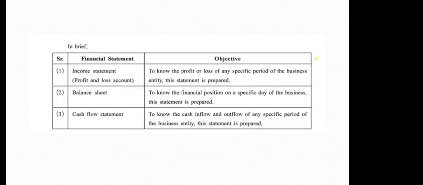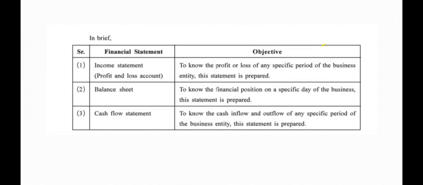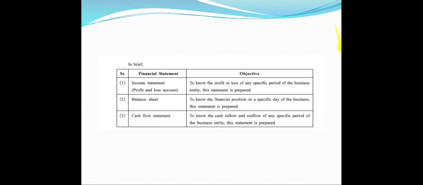So in brief, we can see the income statement, which is also known as the profit and loss account. It is prepared with the objective of, what is the objective? To know the profit or loss of any specific period of the business entity. Second, the balance sheet. To know the financial position on a specific day of the business, this statement is prepared. Third, the cash flow statement, to know the cash flow, that is cash inflow or outflow of any specific period of the business entity, this statement is prepared.